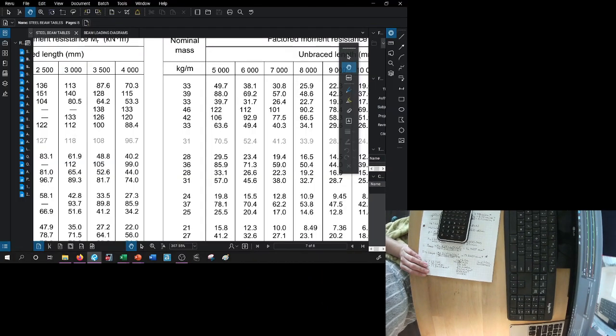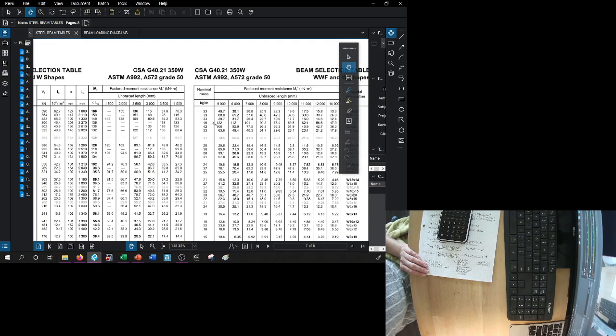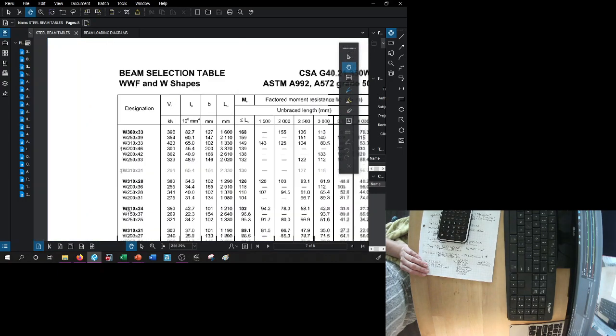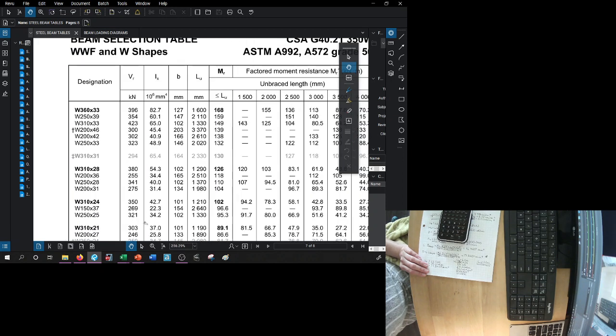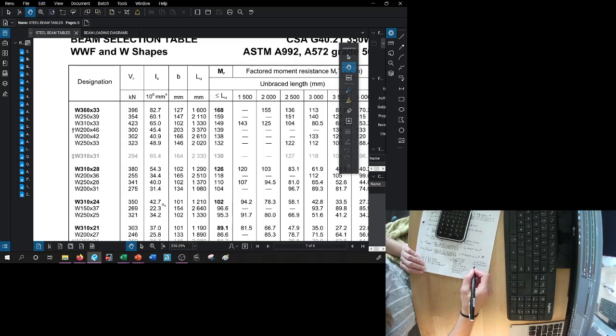Let's look at our PDF for that same beam. So it's still the same W250 by 25. VR is not dependent on length. I is not dependent on length. So both of those are going to stay at 321 kilonewtons, and our I is going to stay at 34.2 times 10 to the 6 millimeters to the fourth. The thing that does change is MR. So our W250 by 25 for an unbraced length less than 1.5, we've got 95.3 kilonewton meters.